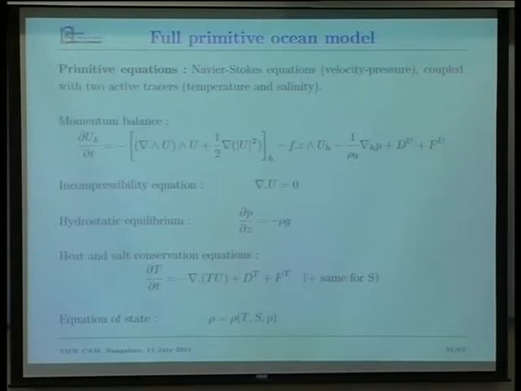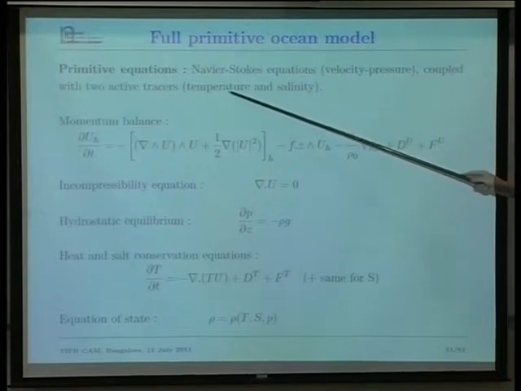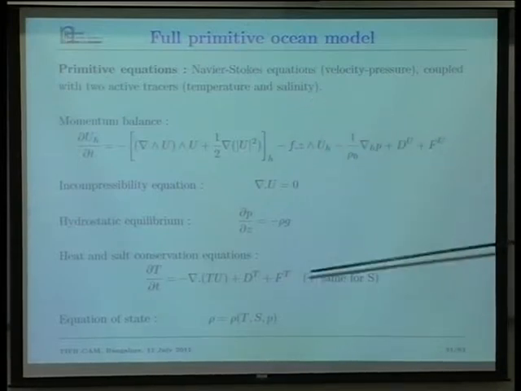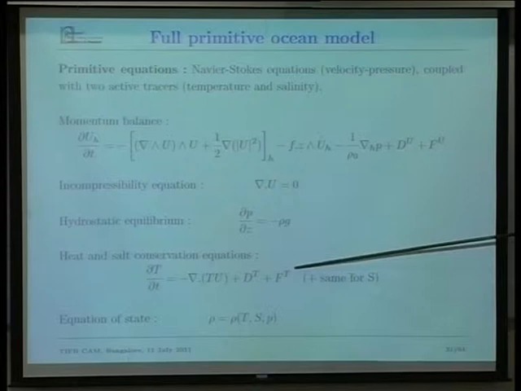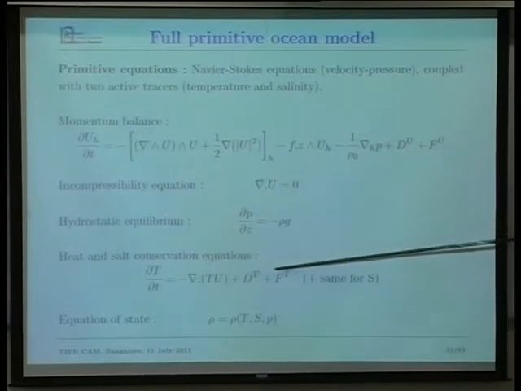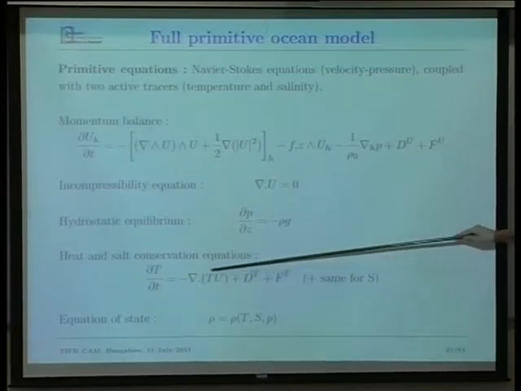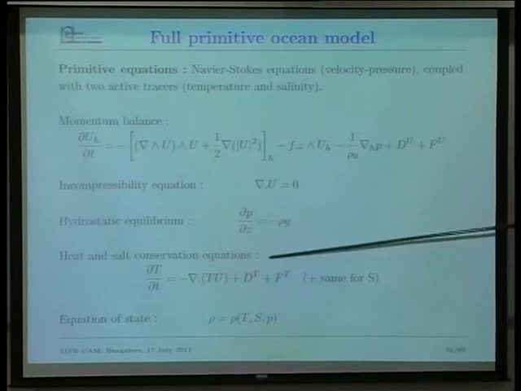So more recently we studied a more complex model, which is the full primitive equation model. So we start from the Navier-Stokes equations with the velocity u and the pressure p. We use two active tracers, temperature and salinity. So here you have the equations for the heat and salt. So it's simply a transport equation plus some diffusion and forcing term.